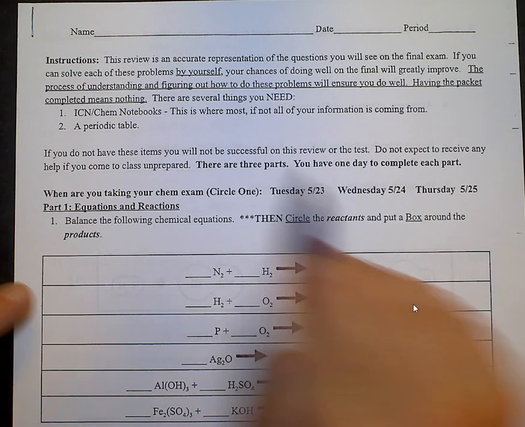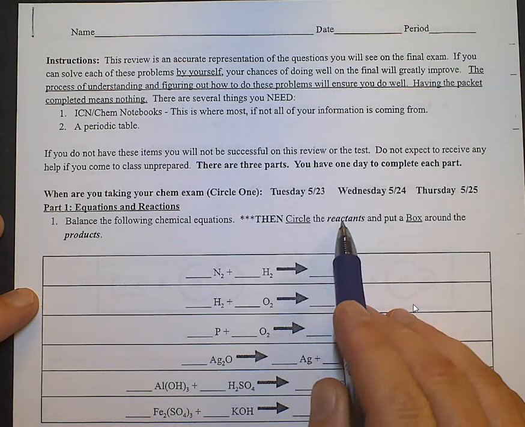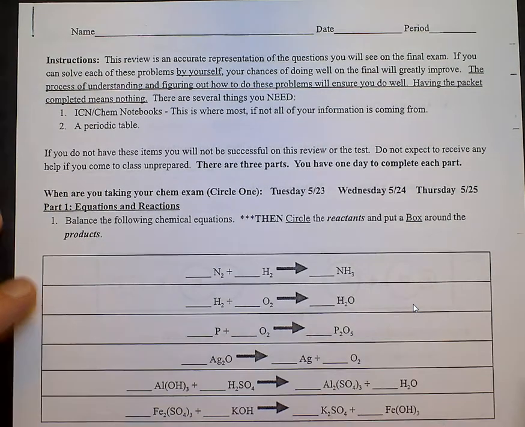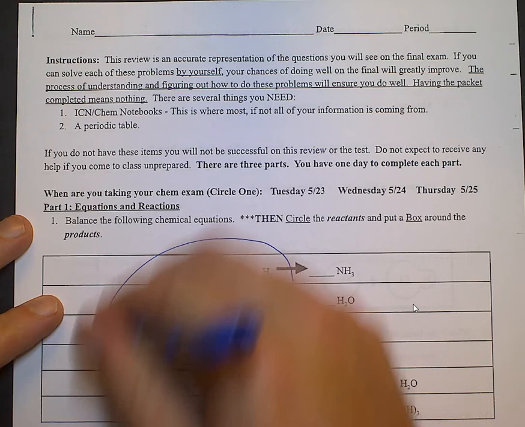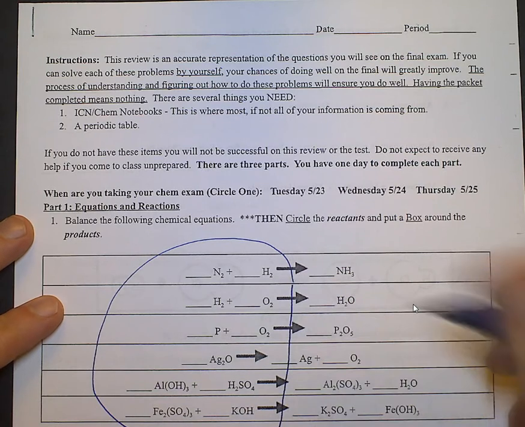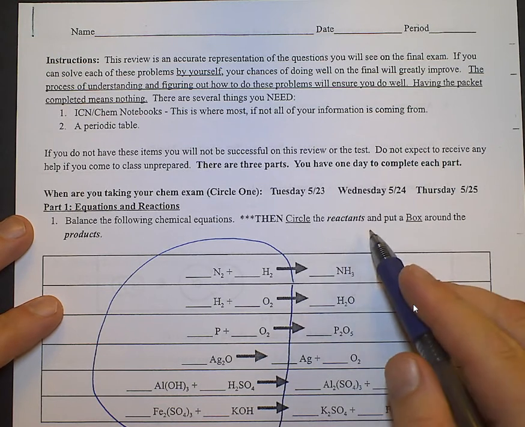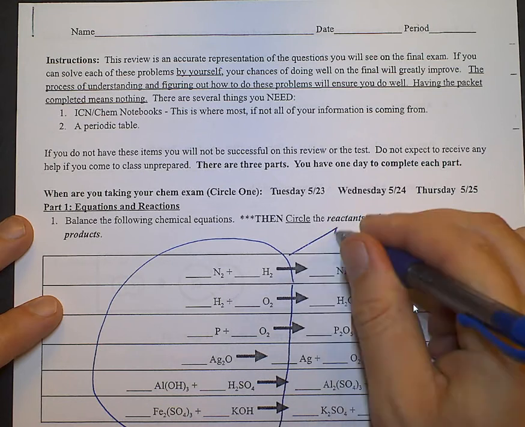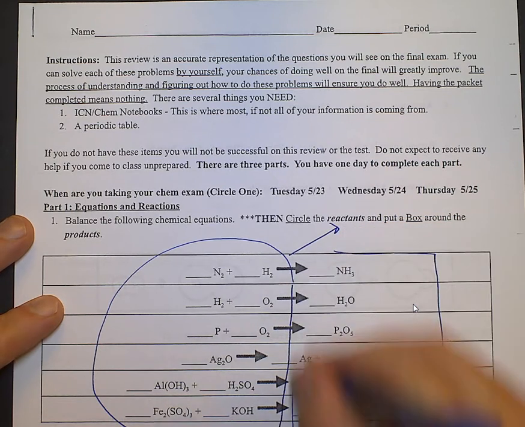Let's look at this first. Circle your reactants, put a box around your products, okay? Everything over here, what are they? Our reactants. These are our products, okay?